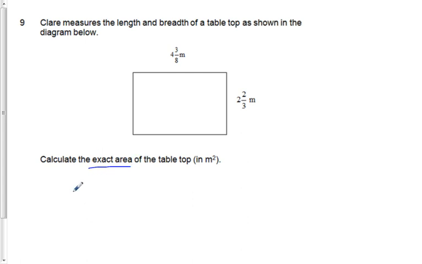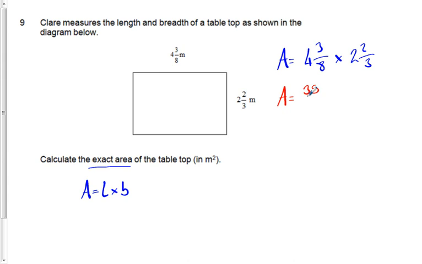Now, the exact area of the tabletop, well, the area of a rectangle is its length times its breadth. So the area of this particular rectangle, I'm going to work up here for more space, is going to be 4 3/8 multiplied by 2 2/3. We should start by making these improper fractions. So the area of this is 8 times 4 is 32, plus 3 is 35 over 8, multiplied by 3 times 2 is 6, plus 2 is 8 over 3.